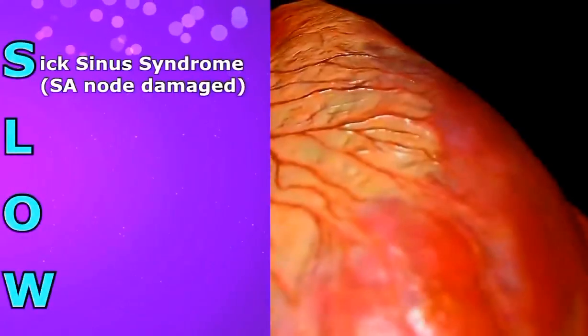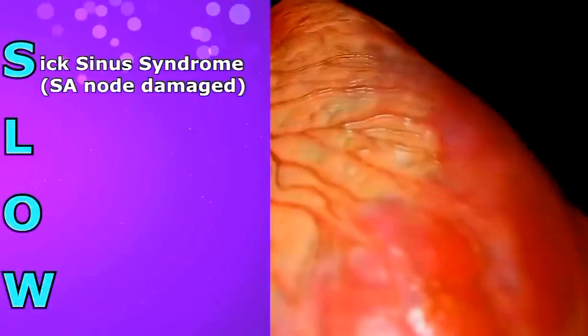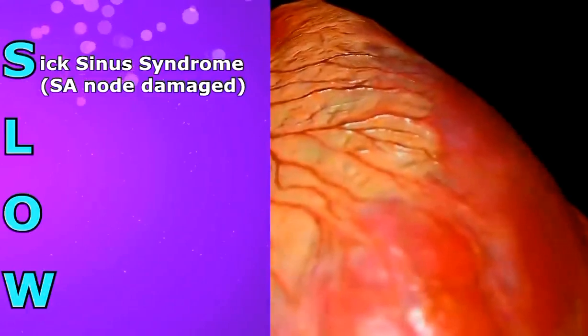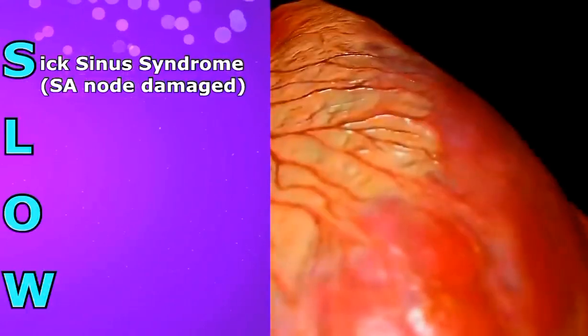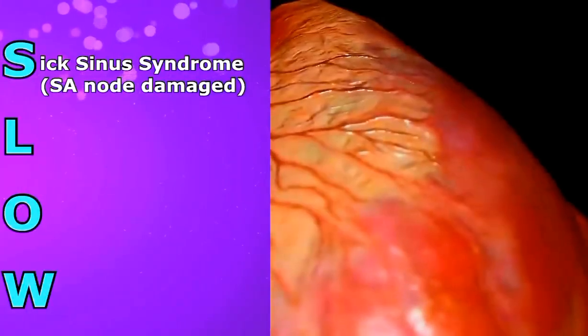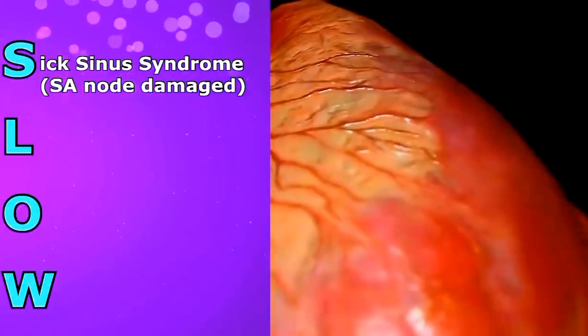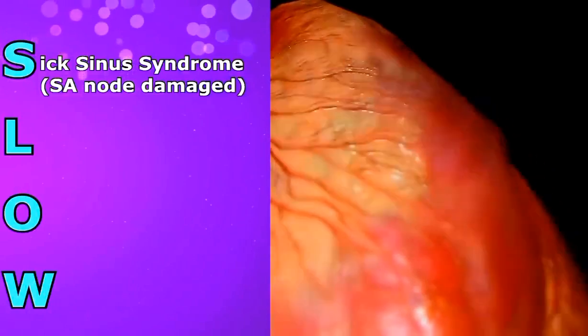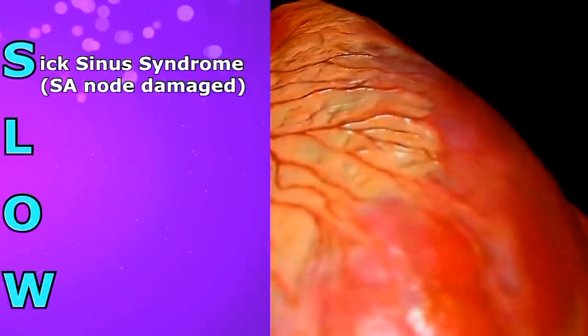S is for sick sinus syndrome. This is a condition where the SA node is damaged so severely that it can't work as the pacemaker of the heart. So the heart doesn't beat very fast. It actually beats at a slow rate. And this condition can lead to other dysrhythmias as well, such as sinus arrest or Brady-Tachy syndrome.